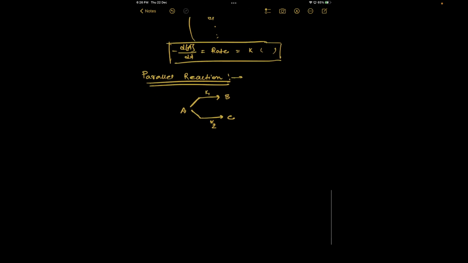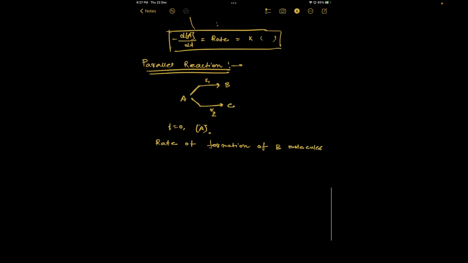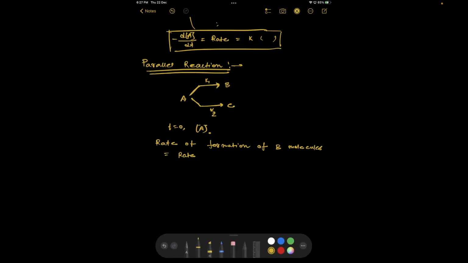Now similarly, initially at t equal to 0, no B and C will be there, so only A. Let's say the initial concentration is A0, and with time the B and C molecules will also form, right? Now the rate of formation of B molecules will be equal to the rate of disappearance of A molecules with this pathway, right?